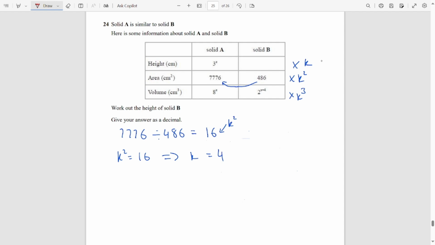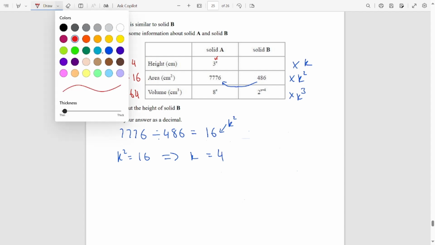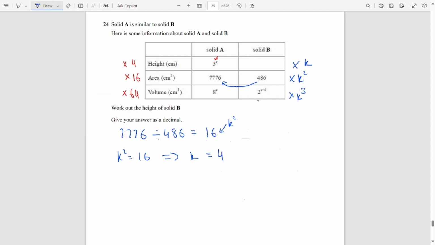So I know that k is 4. So in terms of the height, just on the other side, we're timesing by 4. To convert between area, we're timesing by 16. And to convert between volume, we're going to times by 4 cubed, and 4 cubed is 64. Okay, so I want to work out what the height of this solid is. To do that, I'm going to need x. And so I think now I'm going to go down to the bottom of the table and start looking at the volume. So to go from this volume to this volume, we are multiplying by 64.